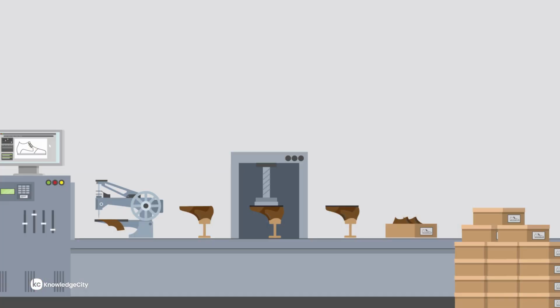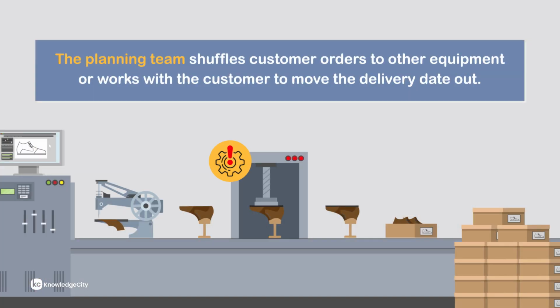For instance, if a piece of equipment breaks in the facility, the planning team shuffles customer orders to other equipment or works with the customer to move the delivery date out. Customers may also decrease volumes or cancel orders altogether if they have changes within their networks. Supply chain planners must constantly update their plans to keep production lines operational.